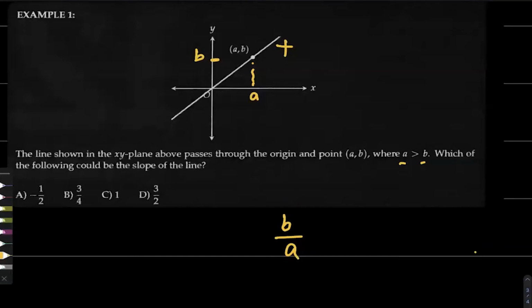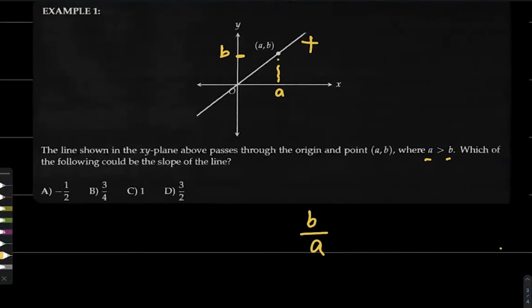So in what option is that true? The denominator is greater than the numerator in B or A. But A is a falling line. It's a line that goes downwards. B is an upward line. It's a rising line. So that's why our option is going to be B.